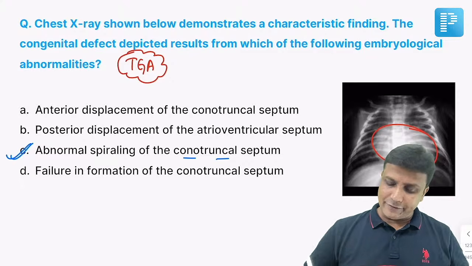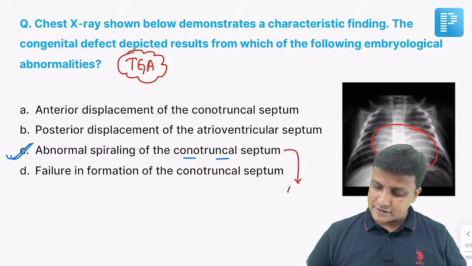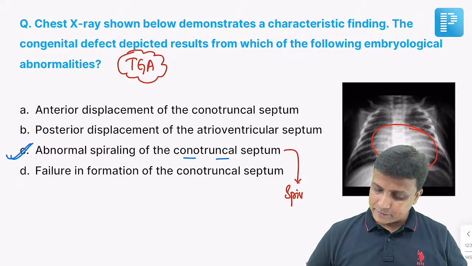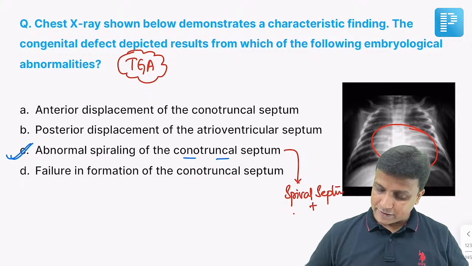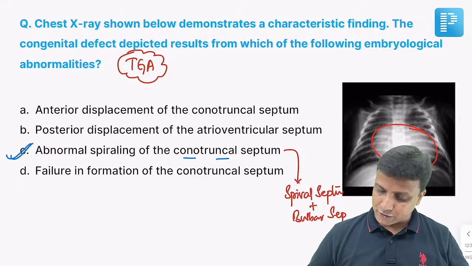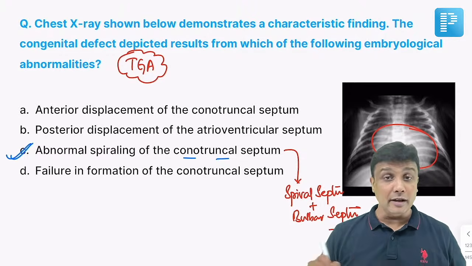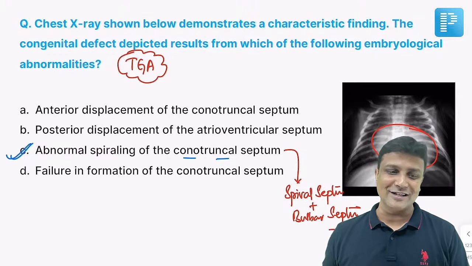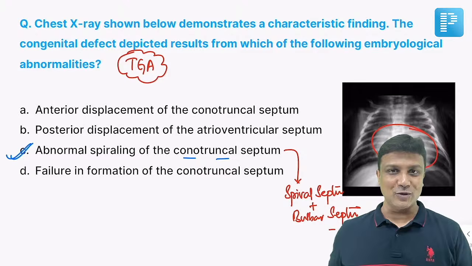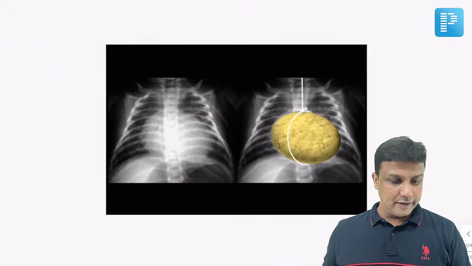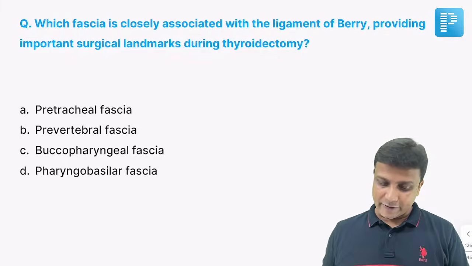Now please don't get confused with this conotruncal septum, sir. It is nothing but the spiral septum plus the bulbar septum together. Spiral septum plus bulbar septum together will be referred to as the conotruncal septum. And remember that it is also derived from the neural crest cells only, sir. Neural crest cells only. Fine. Let us go ahead right now.